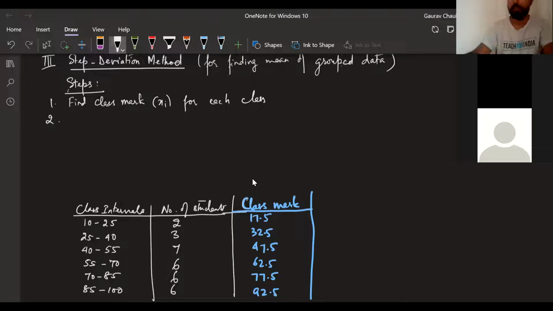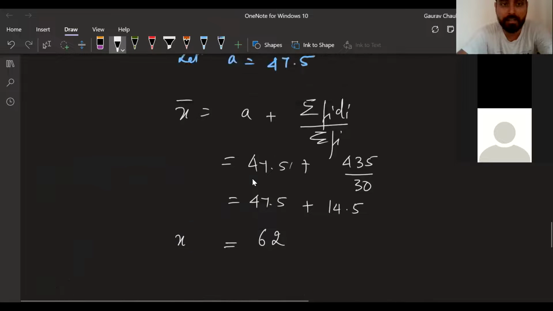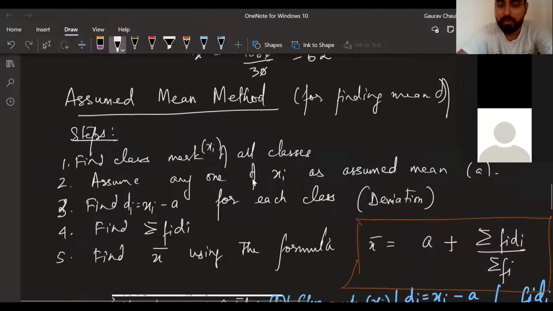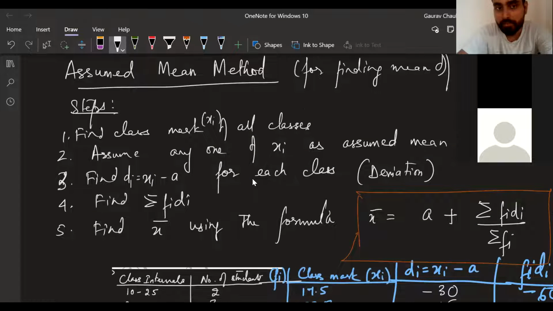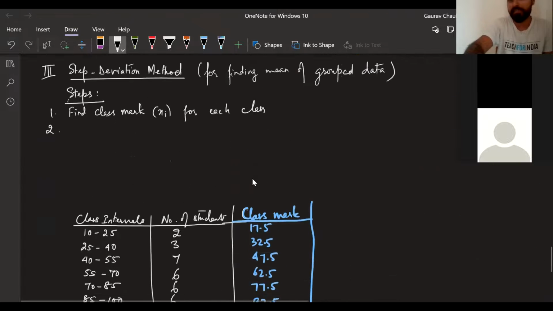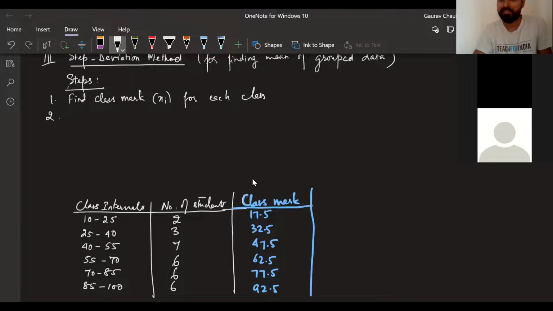The second step, again, we're going to do the same thing. What was the second step in assumed mean method? So there we assumed any one of the xi as assumed mean. Now in this also we are going to assume any one of the xi as assumed mean. We are going to do the same process. Any one of the class marks. So just for simplicity, we'll stick to taking the same one for this question.